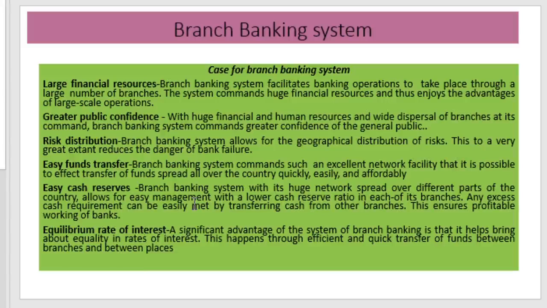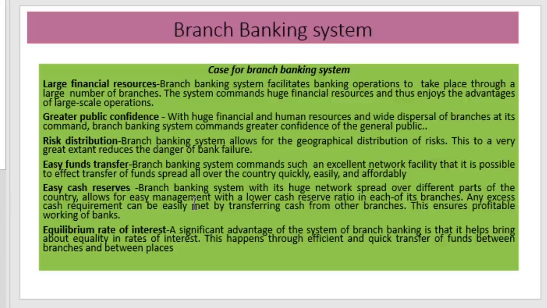The third one is risk distribution. Risk distribution means the branch banking system allows for the geographical distribution of risk. There will be a large number of branches and therefore they can distribute their risk over all the branches, and it will help to reduce the danger of bank failure. Then another one is fund transfer. If there are a large number of branches, we can easily transfer funds across the country.